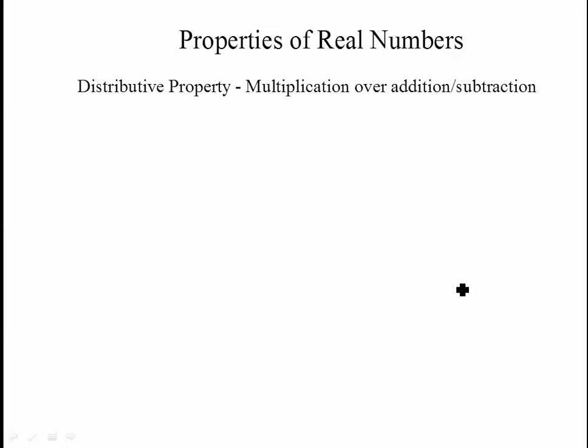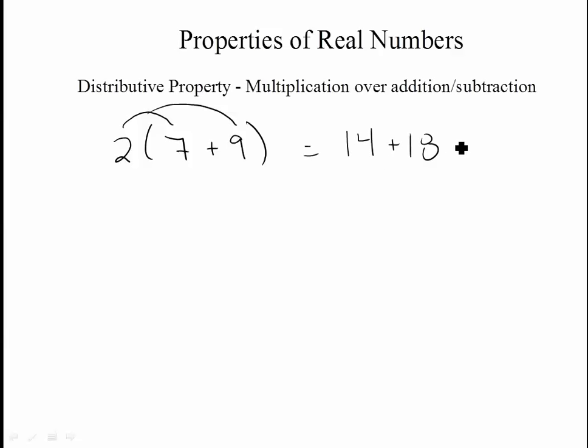The final property we need to focus on today is the distributive property. And the way to talk about this in words is multiplication over addition and/or subtraction. So, for example, if we have 2 times (7 plus 9), order of operations would say do what's in the parentheses first and then multiply by 2. But by the distributive property, we can distribute the 2 to both 7 and 9. Do the multiplication first. In this case, we would end up with 14 plus 18, which when you add that is equal to 32.